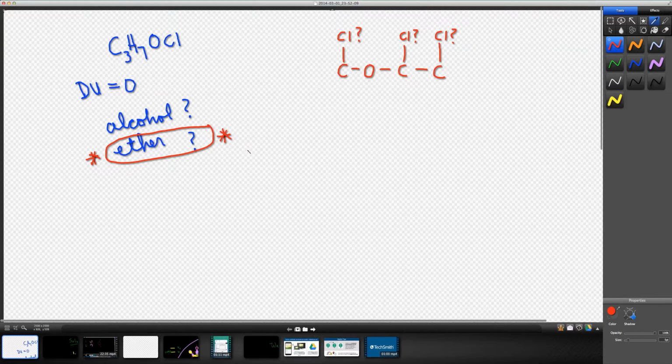So notice what we've done. We've started with mass spec. We know that there's a chlorine atom. We look at the formula. We know the degree of saturation is 0. We've looked at the IR. We know that most likely we have an ether. Now it's time to look at the proton NMR.